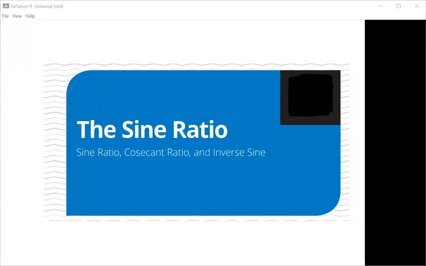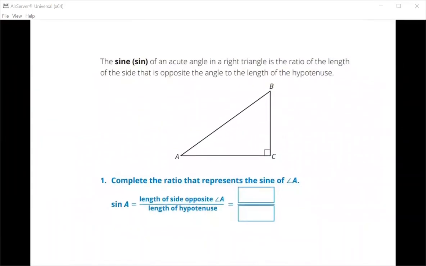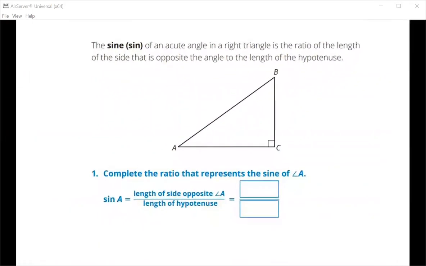Let's take a look. When we want to understand and find our sine given a particular reference angle, we know that it's going to be the ratio of the length of the side that is opposite to the length of the hypotenuse. In our example below, we're going to consider reference angle A, so we want to find the sine of reference angle A.